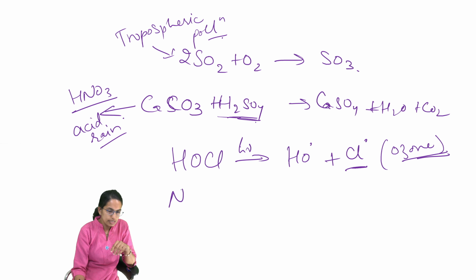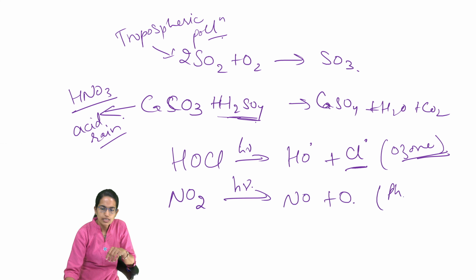The next is nitric acid, in presence of energy, dissociates into NO plus O, and this occurs as a part of photochemical smog. So again a direct question.